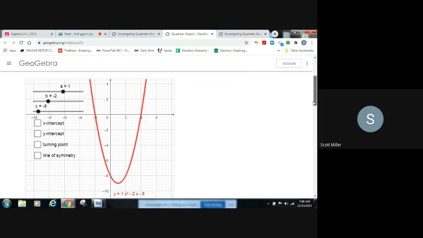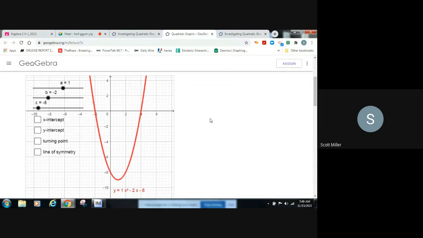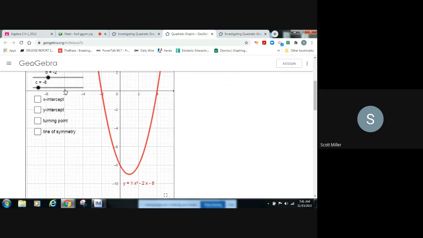And so here is that one. A, B, and C have already been set up in here. Let's look at the a value. Right now it's at 1. If I go bigger than 1, it's getting more narrow. And if I go less than 1, it's getting wider. They're not going to give me too many in here, so just so you know.